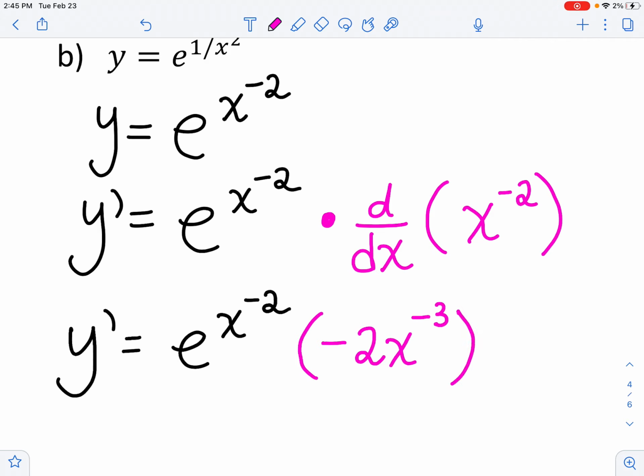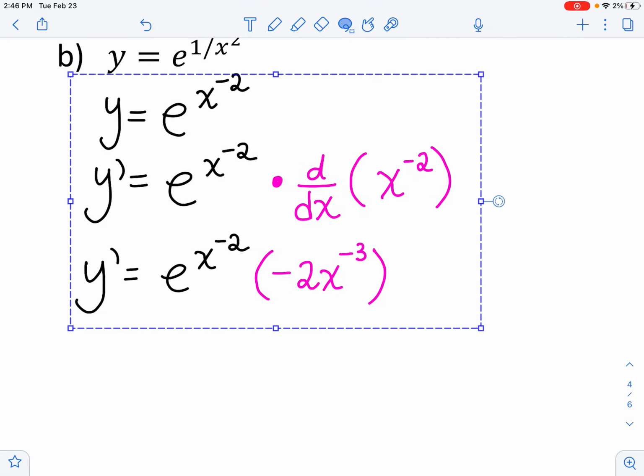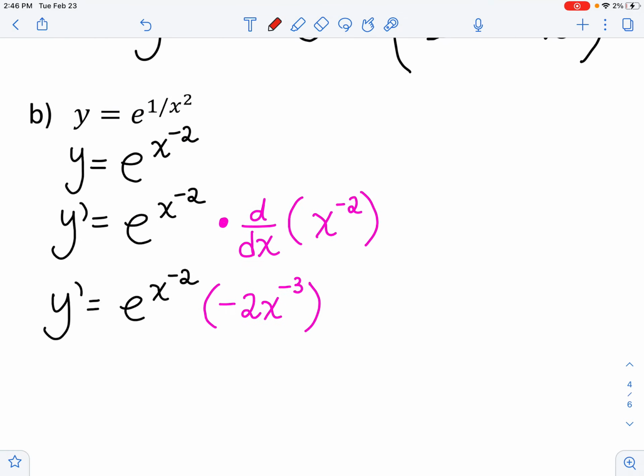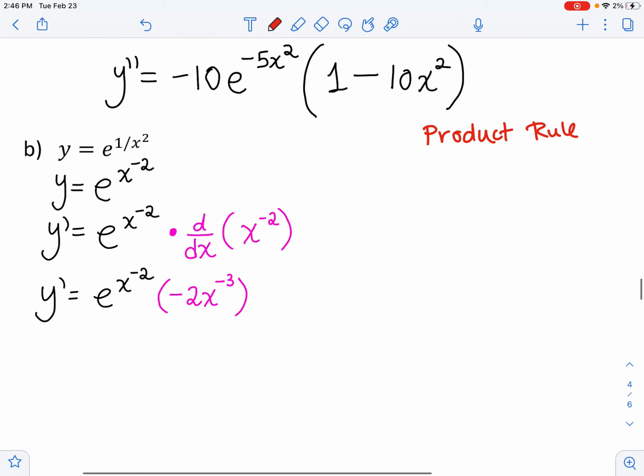So we got another product situation. We must now use the product rule to find the derivative of this first derivative, because we are finding second derivatives on this page, okay? So let me set up my product rule pieces over here. Product rule. I wonder if you can read everything here.